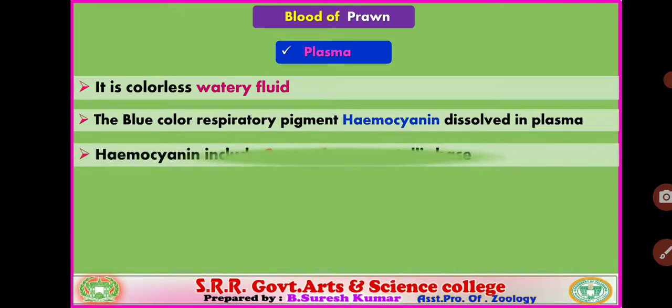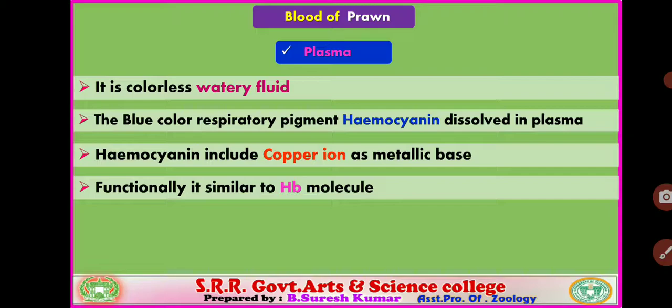And next, the hemocyanin includes copper ion as metallic base. In hemoglobin, the metallic base is iron, but here instead of iron, in hemocyanin, what is present? Copper ion is present. Follow? Due to the presence of copper ion, the copper ion carries oxygen and carbon dioxide like hemoglobin. So functionally the hemocyanin is similar to the hemoglobin molecule.